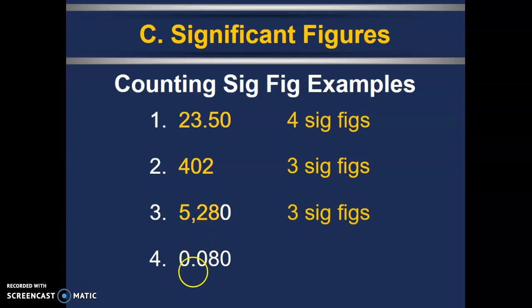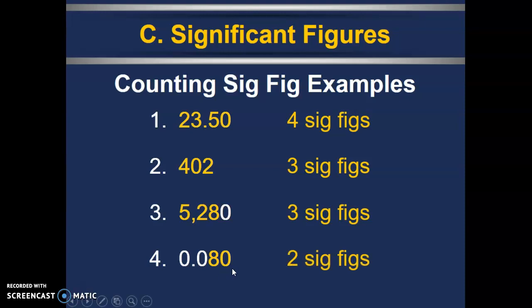All right, let's take a look at this last one, 0.080. Now remember, zeros in the front never count. Those are placeholders, so those two are not significant. We have a 0 in the back, and we have a decimal. Because we have a decimal, the zeros in the back count. So this one has 2 sig figs.